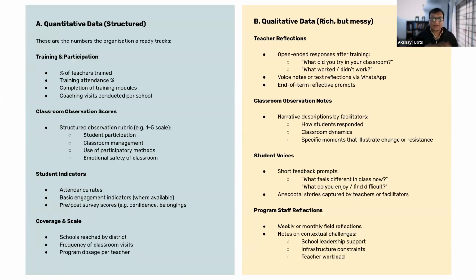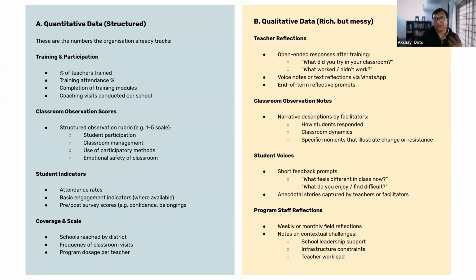So usually in a situation like this, an organization might look at quant data in terms of training and participation, some classroom observation scores with rubrics, attendance numbers for students, and coverage, right? How do you then use those three forms of data that Yashna talked about and add that into the mix? So, can we have teacher reflections before and after the program? Can we have facilitators also doing classroom observation notes? And can we really have them talk to students, for example, do FGDs with a few students?